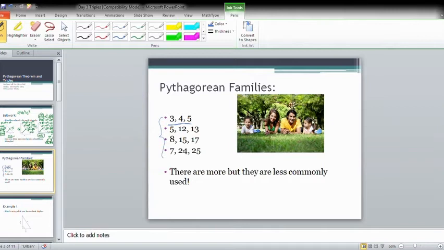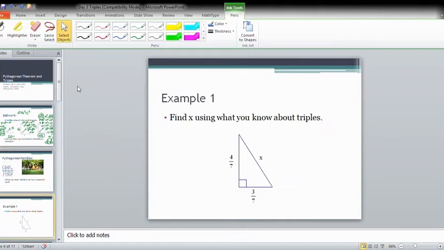So if you can memorize these bad boys and use them, it will make you a much happier person, right? These are going to be shortcuts, essentially, if you can recognize that. So less Pythagorean theorem, more shortcut. We like that. So again, we're going to look for the missing side. Find the x using what we know about triples.